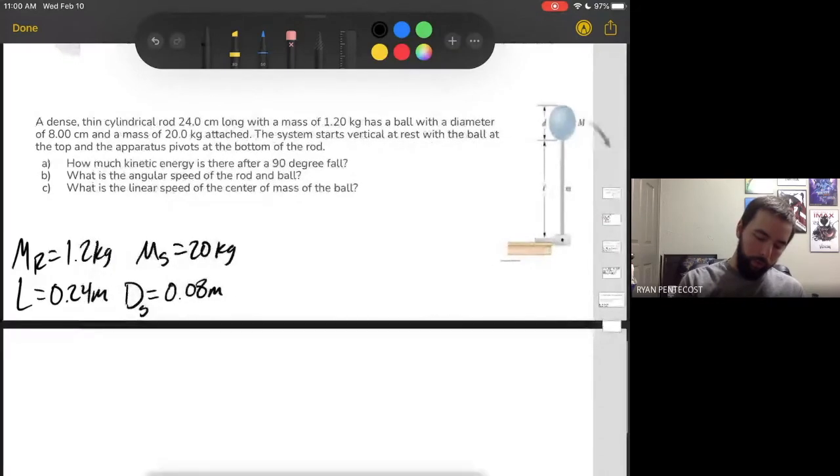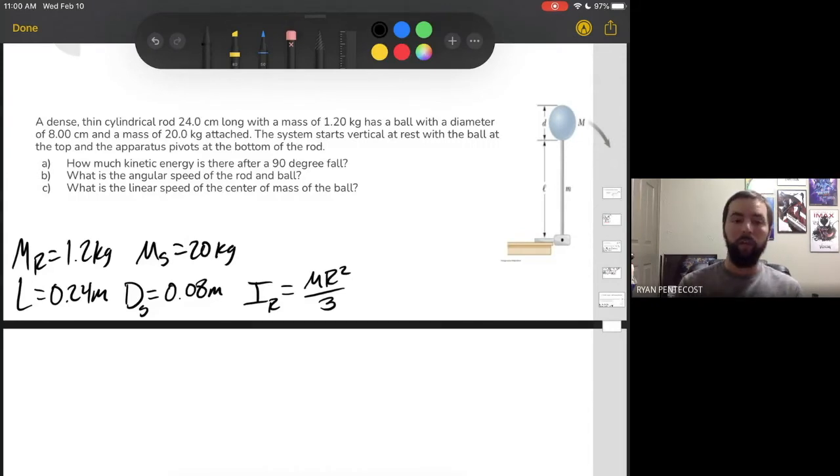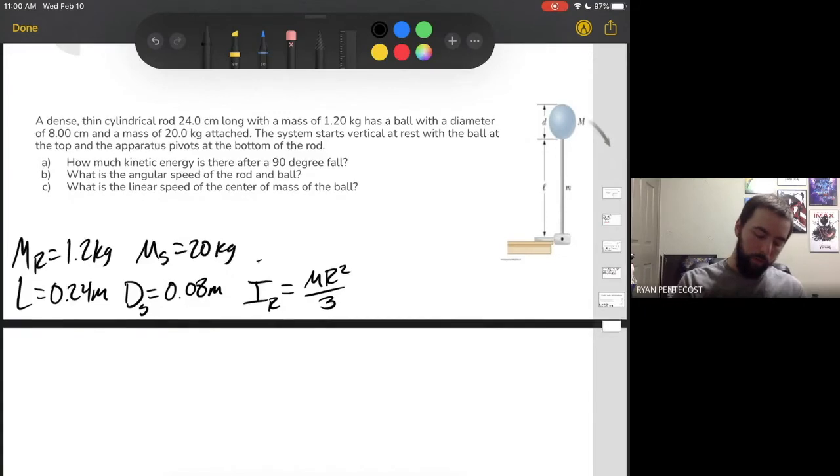We also want the moment of inertia of the rod. That would be mr squared over 3. And the moment of inertia of the sphere, oh no, we won't be able to do that yet because the moment of inertia of the sphere is going to be complicated. So we'll save that for later. We're going to go over that in a minute. We'll have to use the parallel axis theorem to do that. But I can leave that there and show that we will need that.